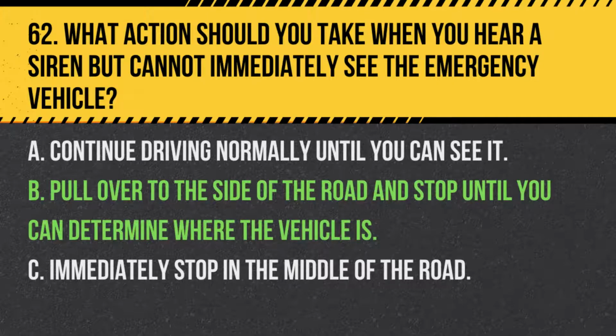Answer. B. Pull over to the side of the road and stop until you can determine where the vehicle is. This ensures you do not obstruct its path.